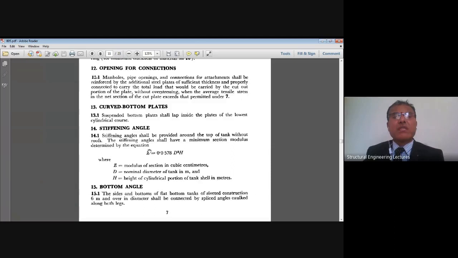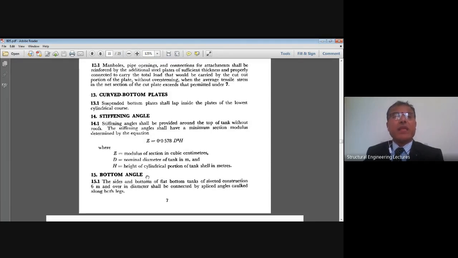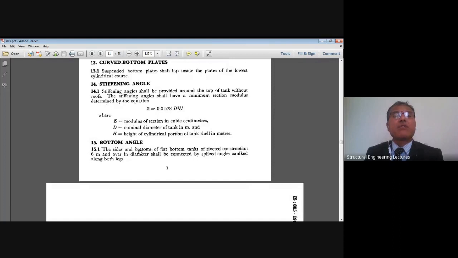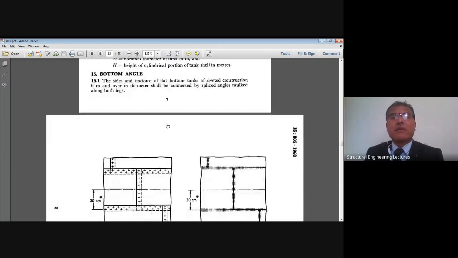Then the code says that the stiffener angle shall have a minimum section modulus given by Z equal to 0.0578 d square h, where Z is the section modulus in cubic centimeters, d is the nominal diameter of the tank in meters, and h is the height of the cylindrical portion of the tank shell in meters. And even the bottom angles shall also be used. The sides and the bottom of flat tank riveted constructions with 6 meters and above diameter shall be provided with these bottom angles.